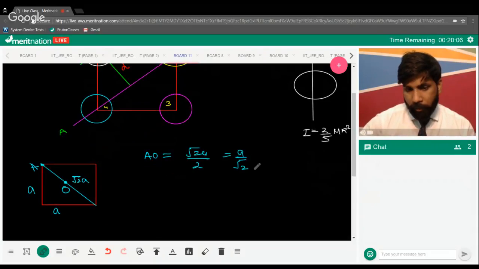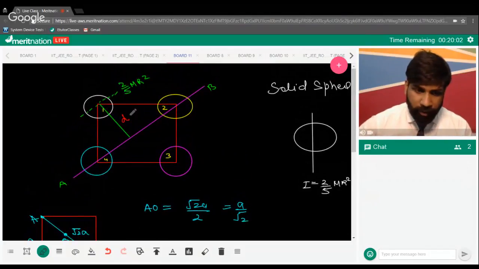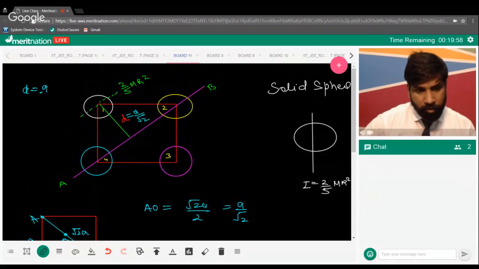So this is the perpendicular distance between these two axes. So here D is what? A by root 2. So later we'll use this point, A by root 2.